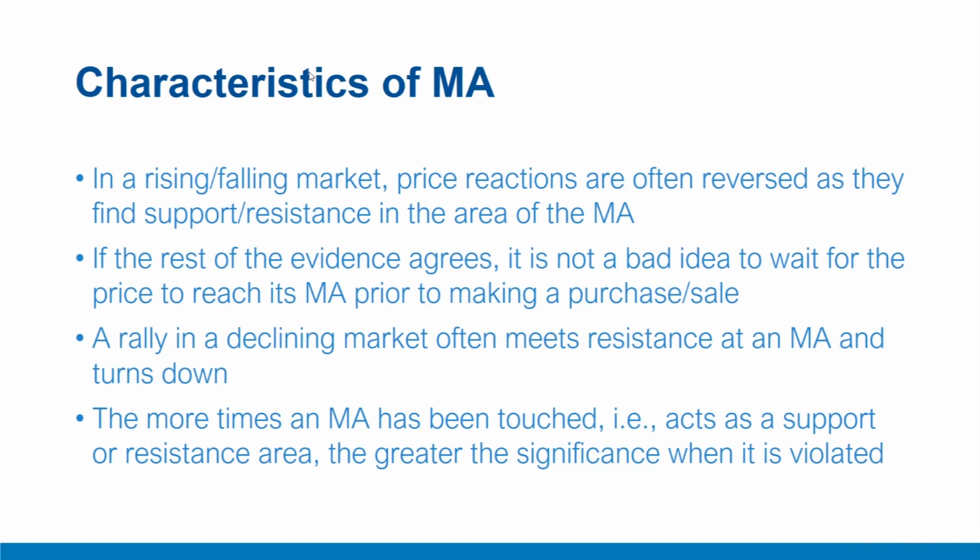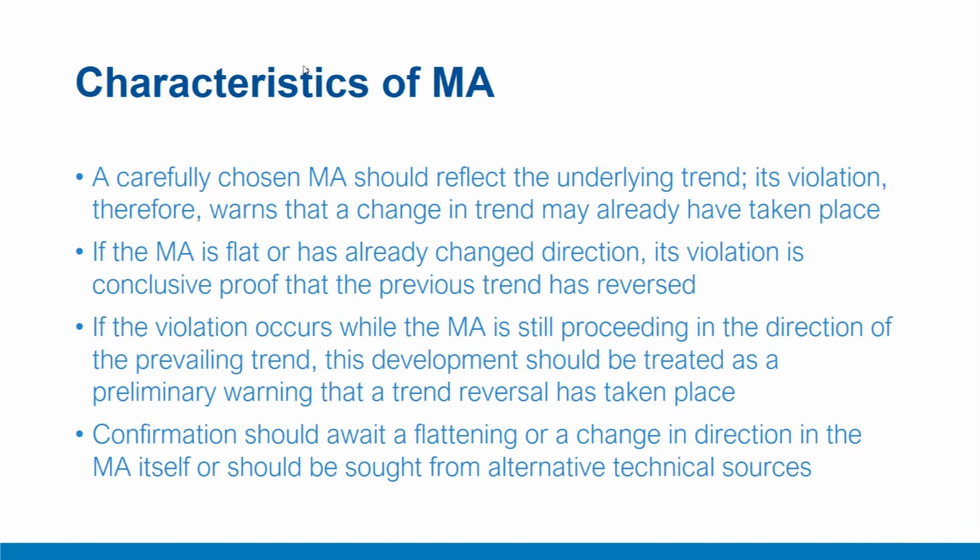After all, if the MA represents support, you can place a stop below support, that is, the MA. Similarly, a rally in a declining market often meets resistance at an MA and turns down. The more times an MA has been touched, that is, it acted as a support or resistance area, the greater the significance when it is violated. A carefully chosen MA should reflect the underlying trend. Its violation therefore warns that a change in trend may already have taken place.